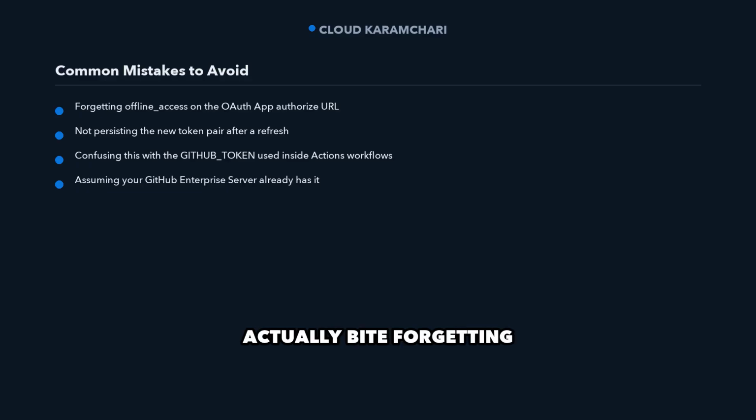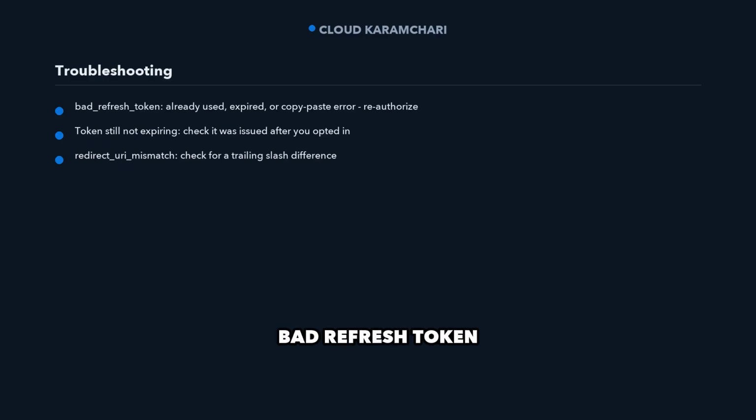The mistakes that actually bite: forgetting the offline_access scope, failing to persist the new pair after a refresh, mixing this up with a separate GITHUB_TOKEN your Actions workflows use, and assuming your Enterprise Server instance already supports it. If you get bad_refresh_token, it was already used, expired, or mistyped, so reauthorize the user. If tokens still aren't expiring, confirm you're checking tokens issued after you opted in. And redirect URI mismatches are almost always a trailing slash.